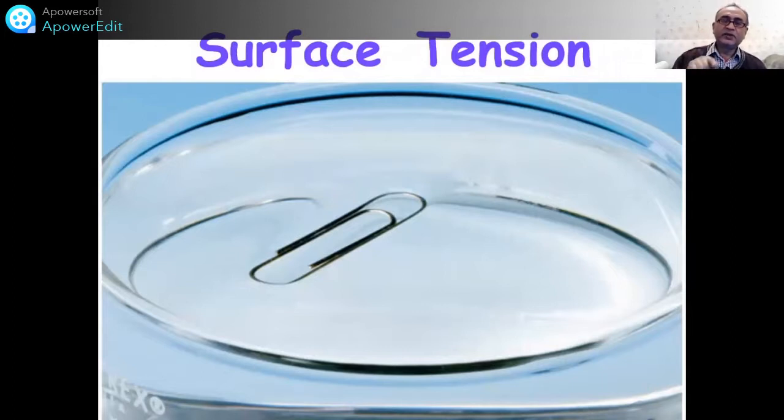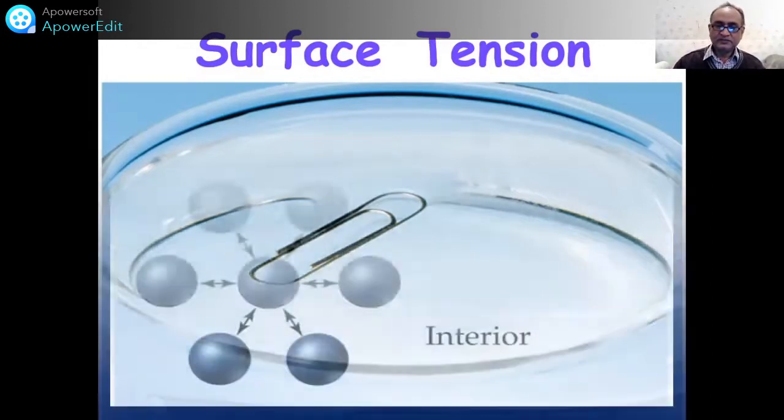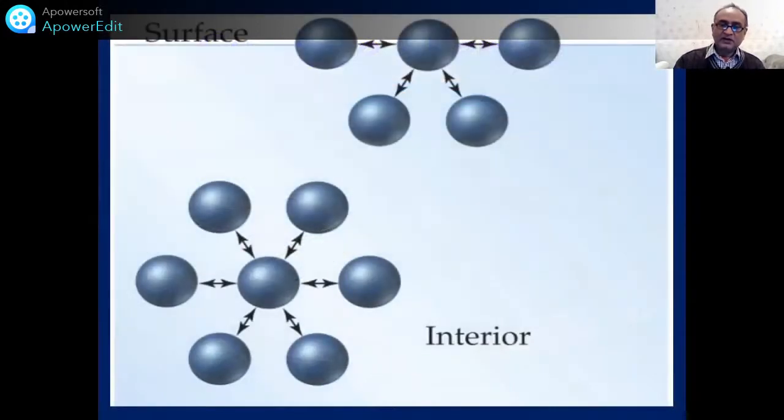Instead of a paper clip, if we use the cap of a pen, then it will sink because its weight is greater, right? So what is the point over here? The stretched surface is again balancing some weight, right?